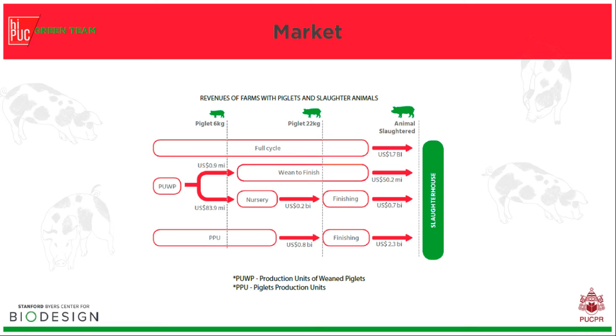Here we also have the cost of the entire life cycle of the production of the swine. This occurs in about 100 days. We have piglets that weigh 6 kilograms. We have piglets that are no longer being breastfed by the mothers, and they reach about 22 kilos. And then we have the animal that will eventually be slaughtered and consumed as food. And this production, depending on the way they are grown and produced, can reach up to $2.3 billion US.